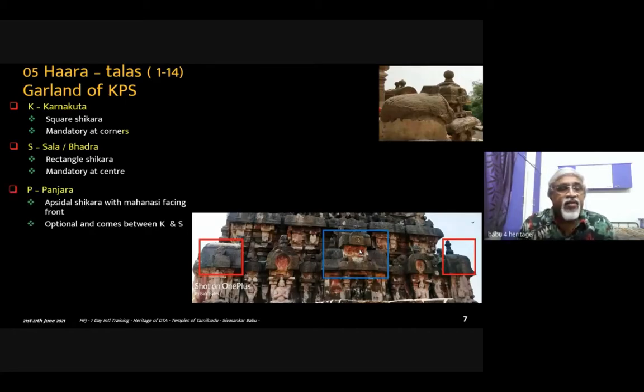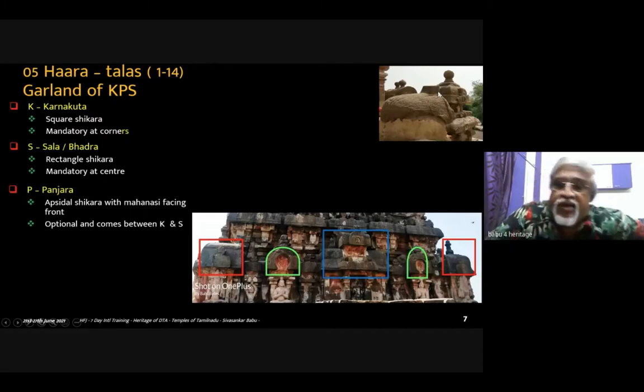In between, we have another member called Panchara. Panchara is nothing but your apsidal temple. You see the apsidal small temple here, the rectangle and the apse. The front face, the Lalada Nasika of this, is the arch we see here. Okay, the front portion will be looking like an arch. Technically, if you see this, the back will be an elongated Panjara or the apsidal temple.